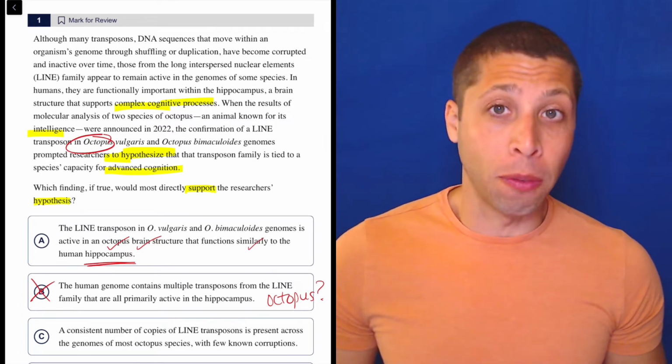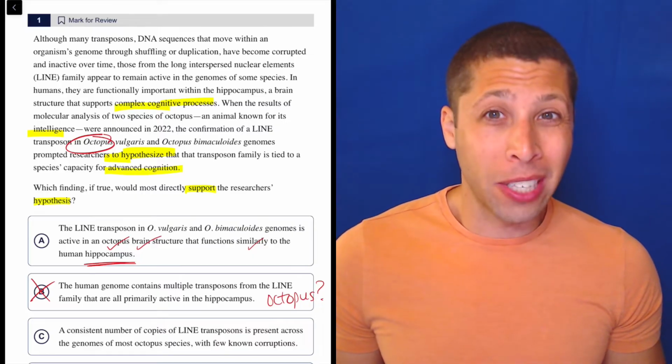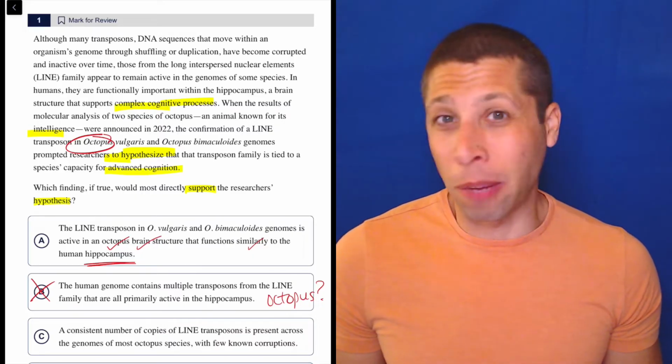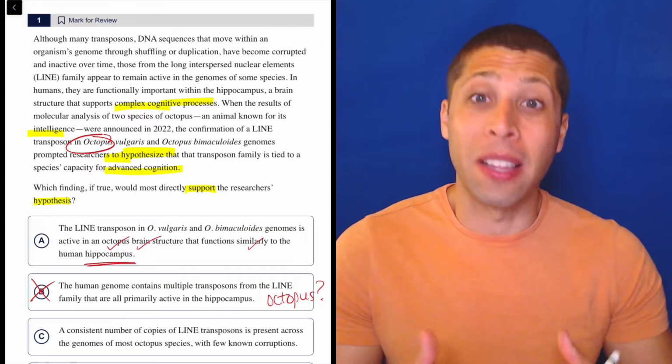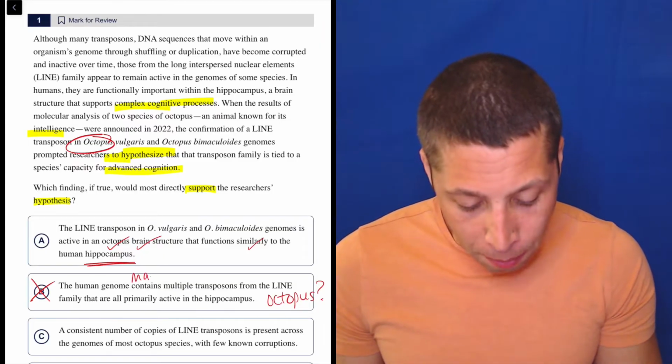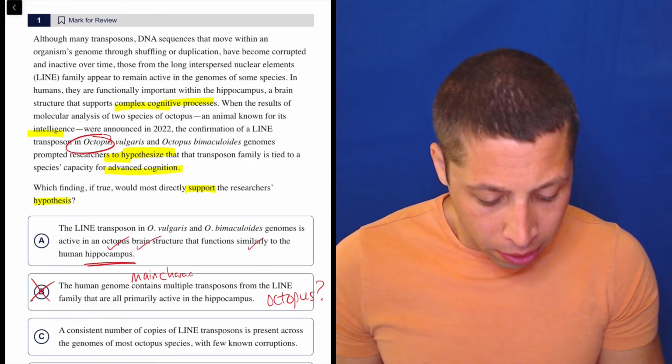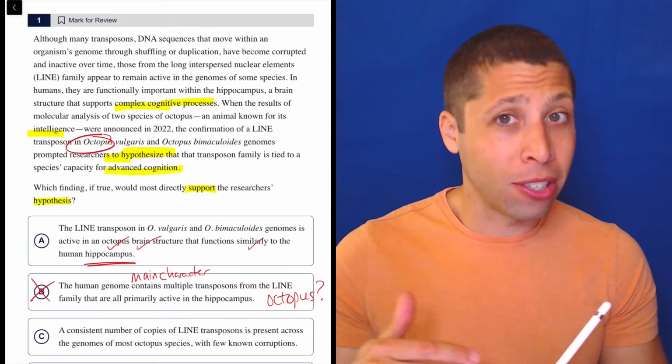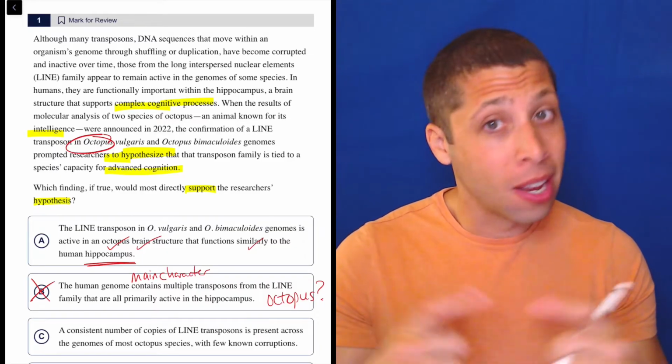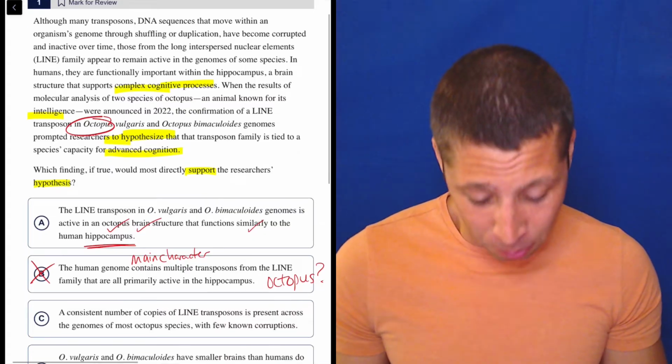If you were a little bit more nervous, you could keep it in, but this is the benefit of a dumb summary. In a dumb way, I know we're talking about octopuses, the choice isn't, so this is what I sometimes call the main character confusion, right? The main character of the passage, or at least the hypothesis, seems to be the octopus. The main character of this choice is humans, so that seems wrong.